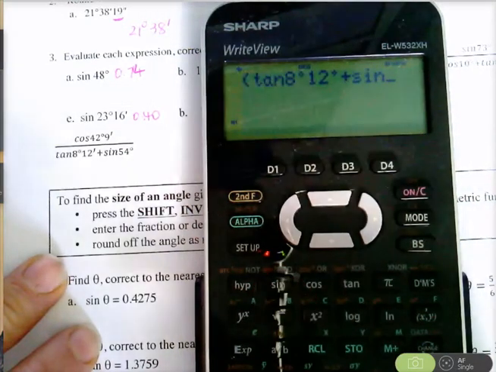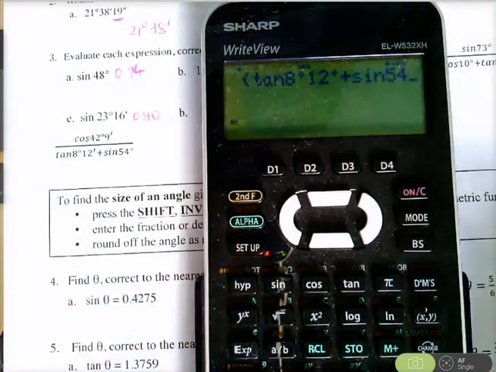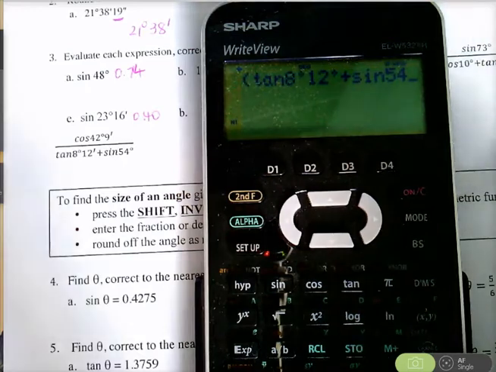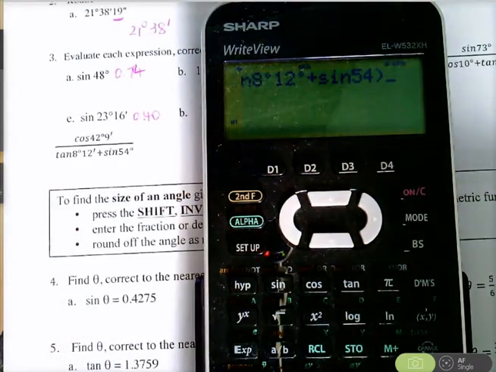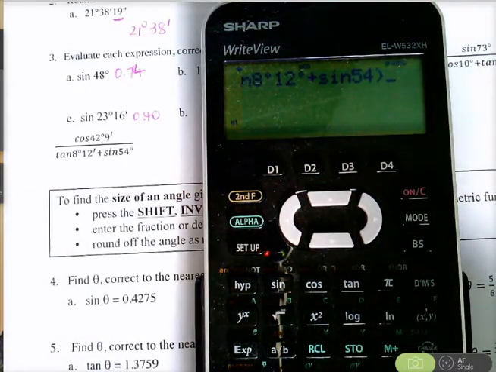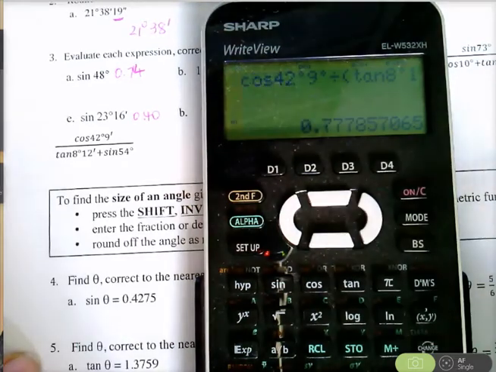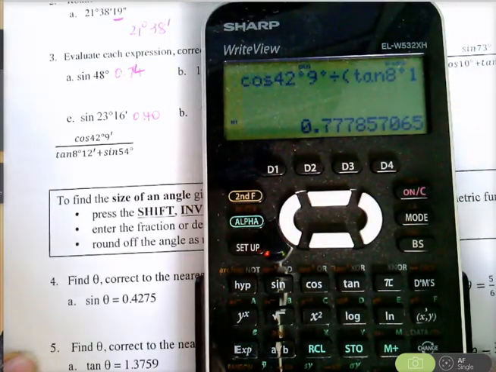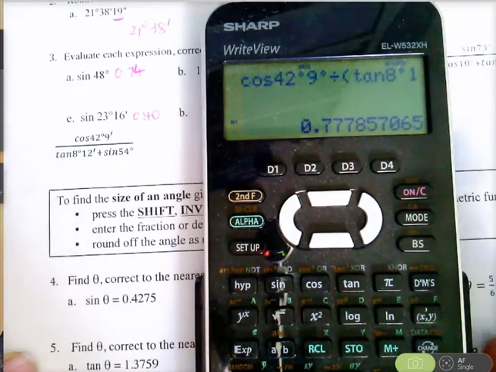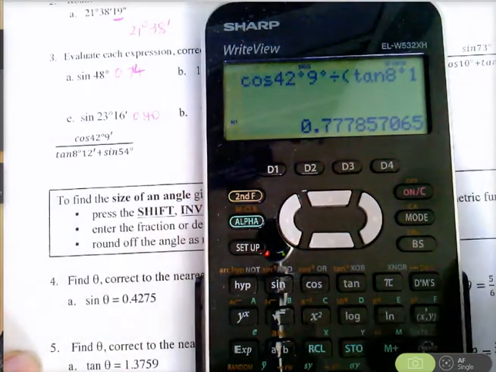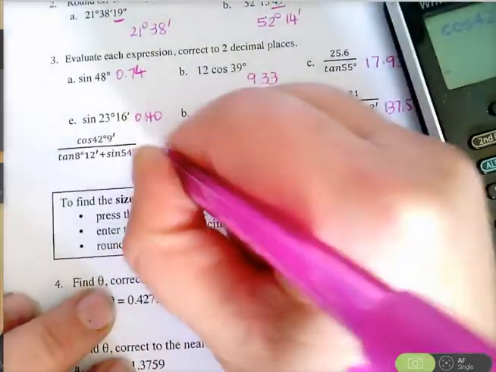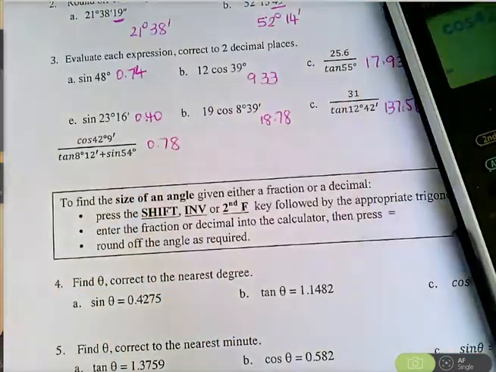So you just press sine 54. Now when it's just degrees, you don't need to press the degrees button. It already knows it's degrees. But if you're doing degrees and minutes, you need to press degrees and then minutes again. And for this question, we should get 0.777, which is 0.78 to 2 decimal places. So I'll just write that in, 0.78.